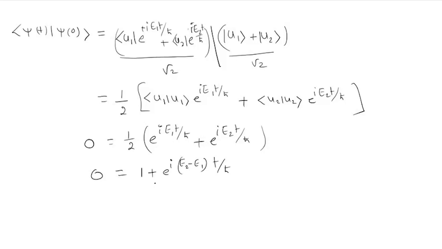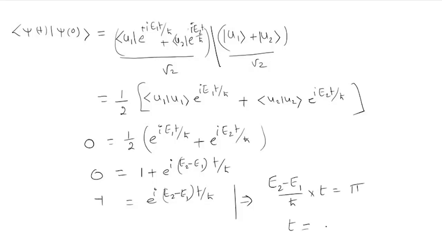So from here you can figure out when this exponential factor is equal to minus 1. That is, minus 1 equals exponential i (E2 minus E1) t over h cross. This happens only when this phase factor is pi. When the phase factor is pi, this becomes cos pi is -1, sin pi is 0. So this implies (E2 minus E1) over h cross times t must be pi.